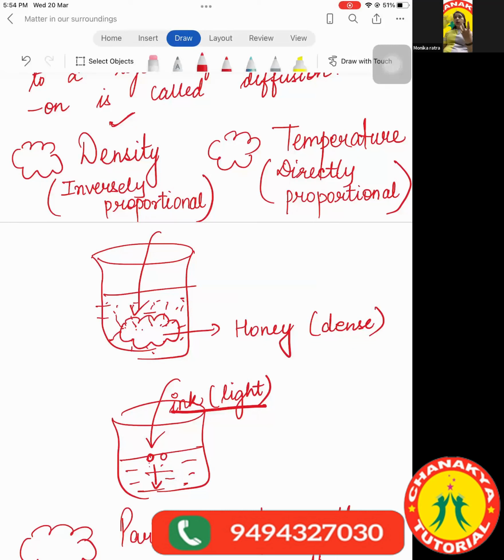Similarly, if we take hot milk and cold milk and try to add sugar to both of them, in which would it be easier to mix the sugar, in the hot milk or in the cold milk? Ma'am, in the hot milk. Yes, in the hot milk. Whenever the temperature is more, the diffusion is more, and the particles tend to mix with each other even more.